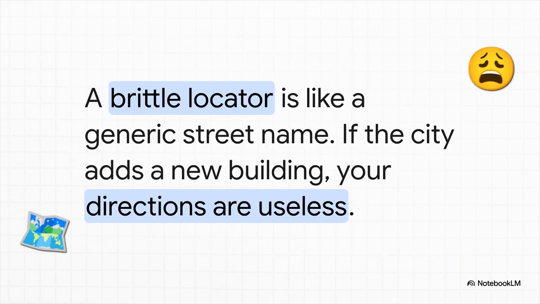So that brittle XPath we saw a minute ago, that's you telling the driver, take me to the coffee shop on Main Street. I mean, which one? There could be dozens. The directions are so specific that if the city decides to build a new roundabout, boom, your directions are totally useless.